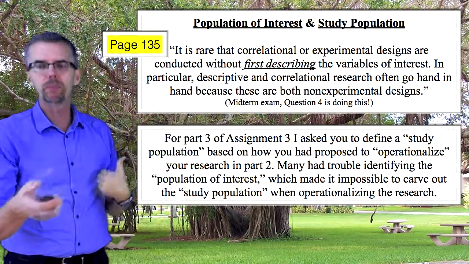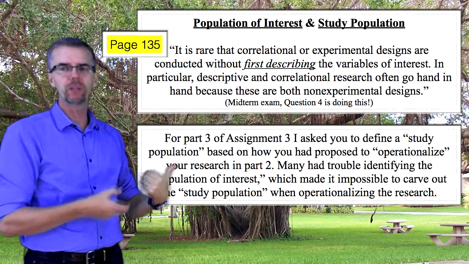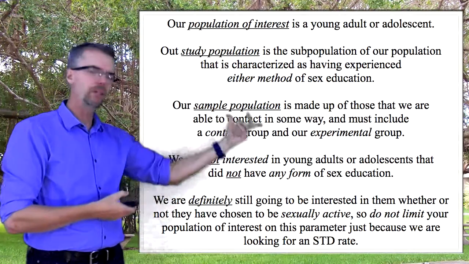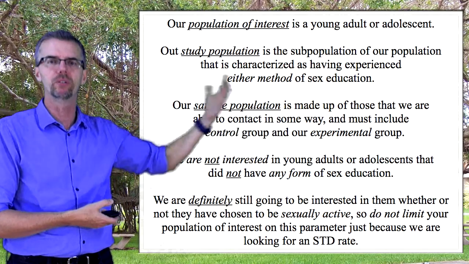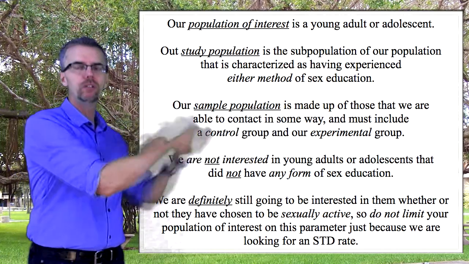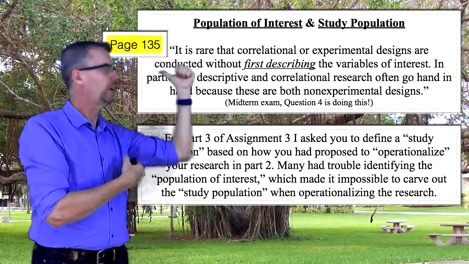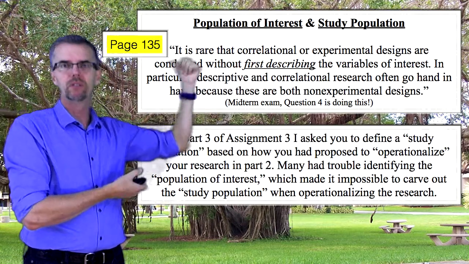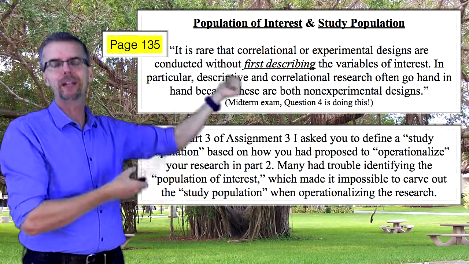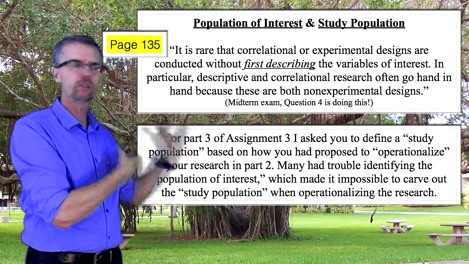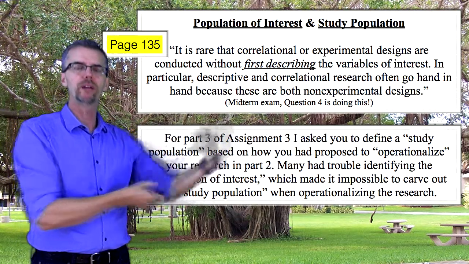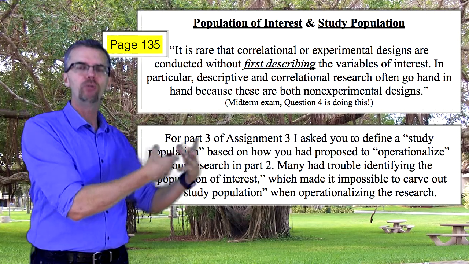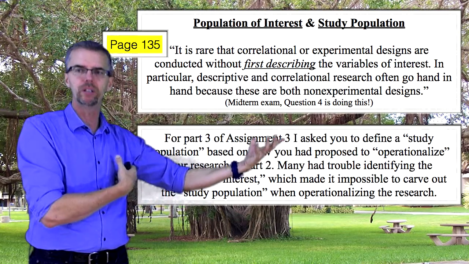Okay, so at this point here, for part 3 of assignment number 3, I asked you to define your study population based on how you had proposed to operationalize your research in part 2. So I couldn't really tell you, if you look at page 135, and there's a practice 4.3, I believe it is, and then in the back it says answers will vary. Well, yeah, the answers will vary based on how you answered part number 2 to assignment number 3. So I can't really tell you in this video how you should have defined your study population.